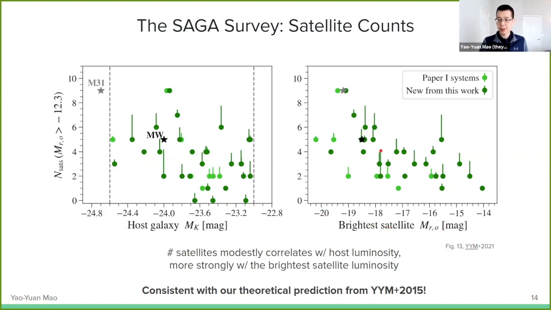It might be interesting to know that the correlation is actually even stronger if you correlate with the brightest satellite. This is what you actually expect in the traditional structure formation of a dark matter universe, where the brightest satellite dictates where the normalization of the subhalo mass function is. The fact that we also see that in observation is really interesting and confirms our theoretical prediction that the satellites follow quite closely the subhalo mass function.